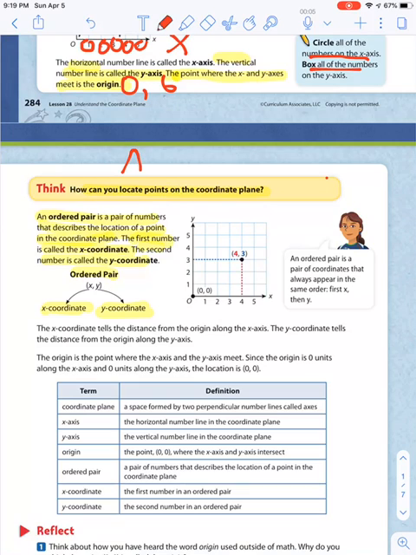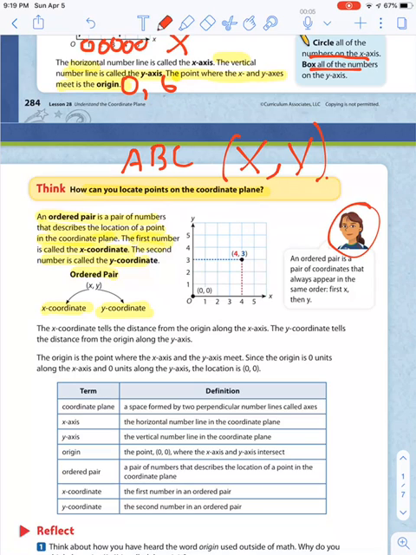If you were to sing A, B, C, D, E, F, G, H, I, J, K, L, M, N, O, P, Q, R, S, T, U, V, W, X, Y, and Z. And yes, I'm sure you appreciated my singing.